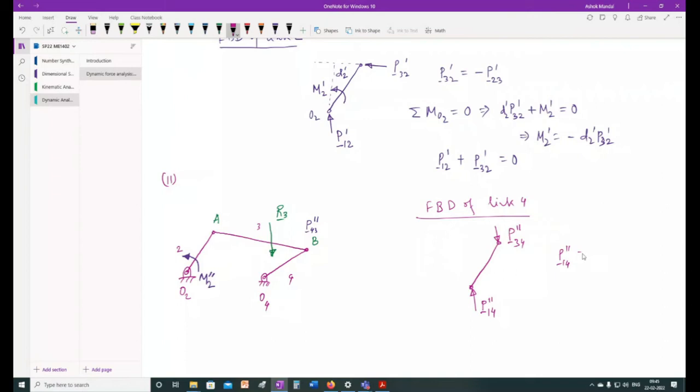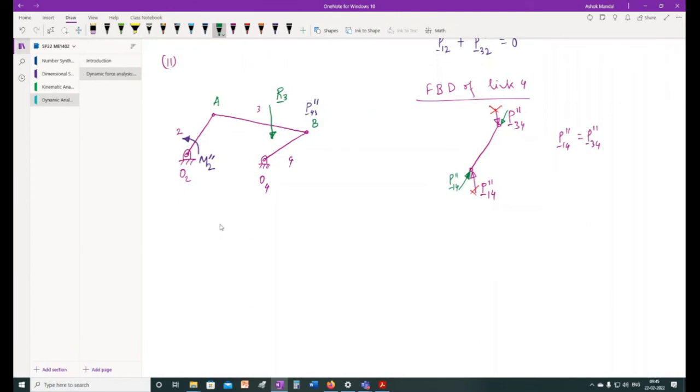Now we will draw the free body diagram of link 3. Suppose this is link 3. It is subjected to this force R3. It is subjected to a force P23, and it is subjected to some force P43. These forces act at this point A.